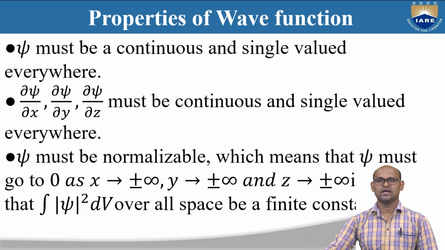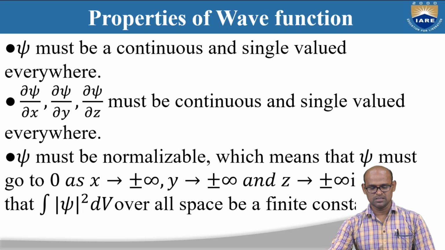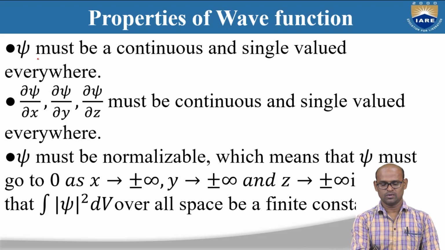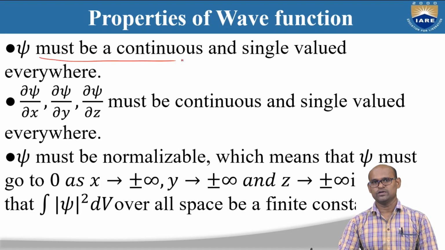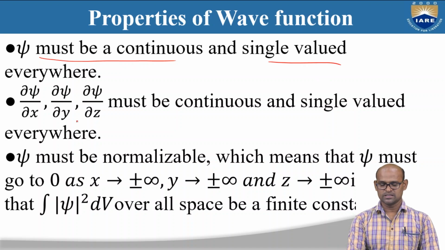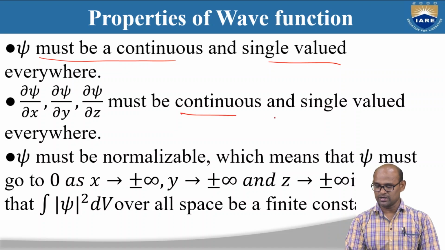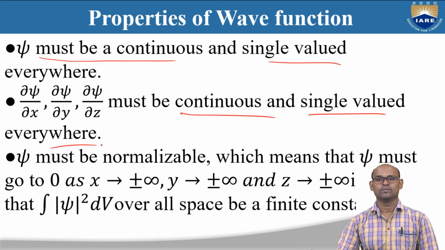The conditions that a function should satisfy to be called a wave function are these. Psi must be continuous and single valued everywhere. If you are going to define a function as a wave function, it must be continuous and single valued everywhere. And its derivatives, dou psi by dou x, dou psi by dou y, and dou psi by dou z, must also be continuous and single valued everywhere.